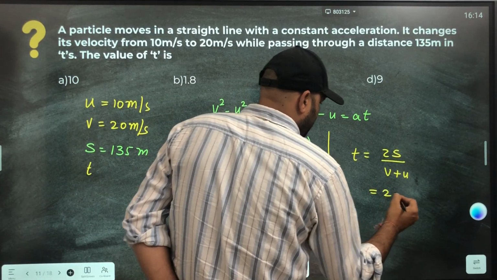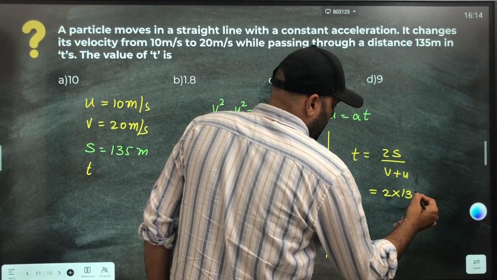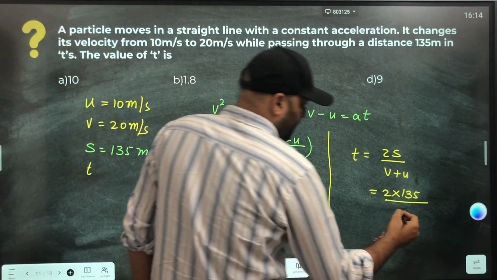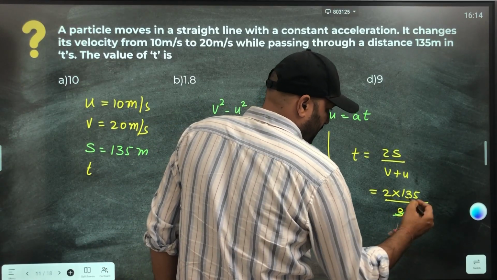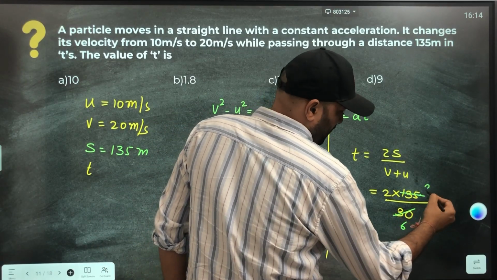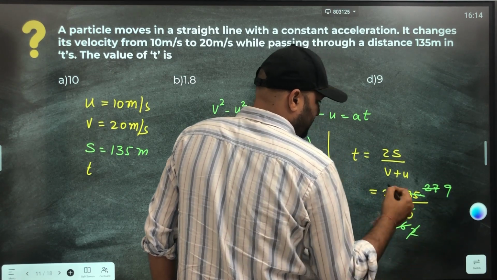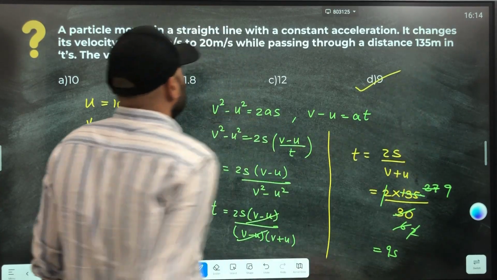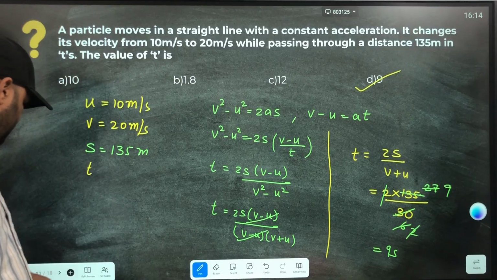Now what is s? s is nothing but 135. And what is v plus u? v plus u is how much? 10 plus 20, 30. Let's simplify it. So 5 6s are 30, 5 2s are 10, 27, 3 2s are 6 and 3 9s are 27, 2 cancels out. We got 9 seconds. Is there a 9 seconds option? Yes, time is 9 seconds. That's our correct answer. I hope you understood this question. Let's see the next one.